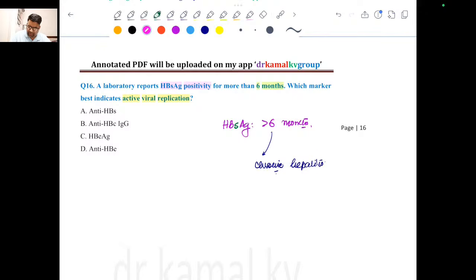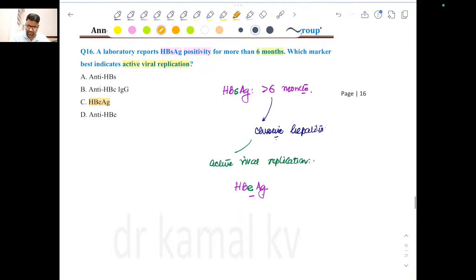And if we have to discuss in terms of active viral replication, yes, we go for hepatitis B envelope antigen. Clear? So we will go for hepatitis B envelope antigen, right? So the answer is hepatitis B envelope antigen. Very good, Gaurav. Very good, Priya.